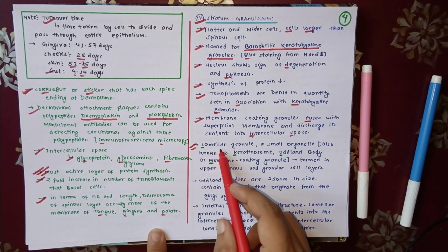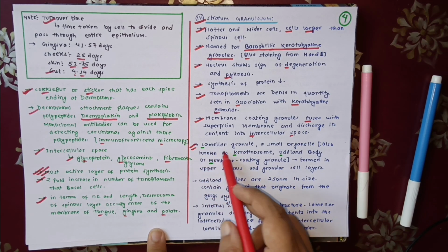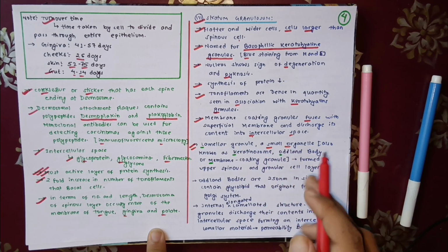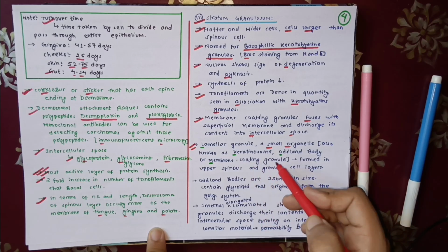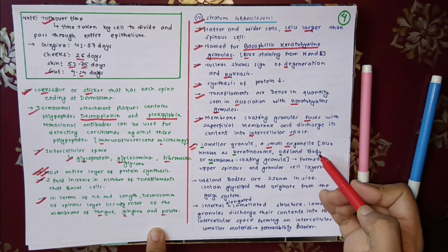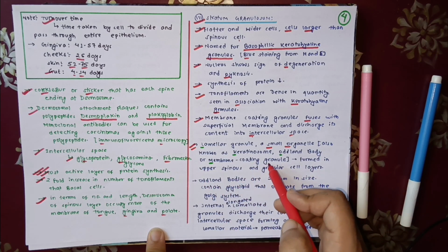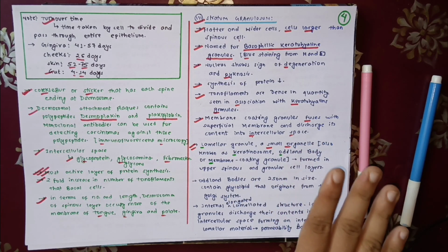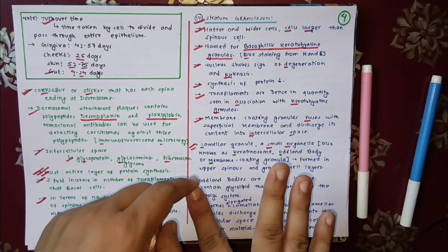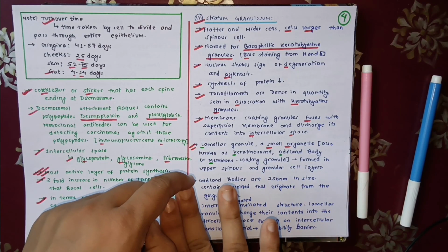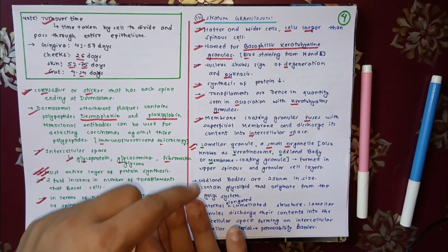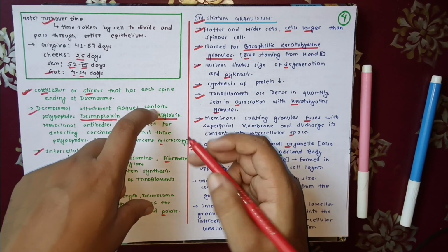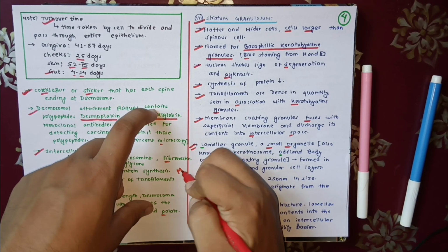There are lamellar granules, a kind of small organelle, also known as keratinosome, or Odland bodies, or the membrane coating granules. So there are four different names for this. One is Odland bodies, another is keratinosome, another is membrane coating granules, and another is lamellar granule. For remembering all those names, I have prepared a mnemonic.